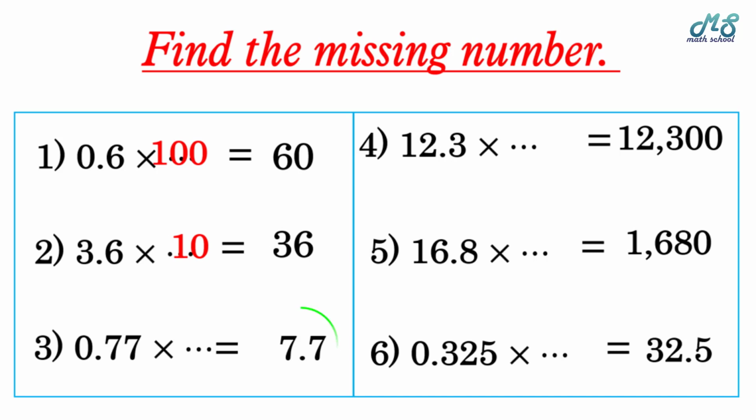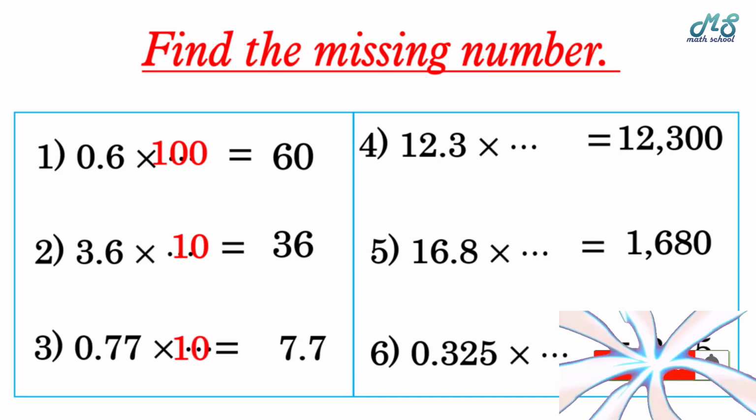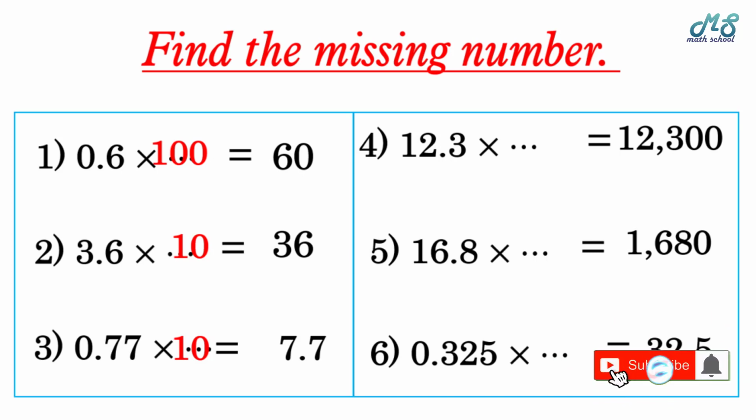Number 3, 0.77 times what equals 7.7? Do you note, guys, the decimal point moved just 1 decimal place. Now multiplying by what? Yes, multiplying by 10. Number 4, 12.3 times what equals 12,300, guys?